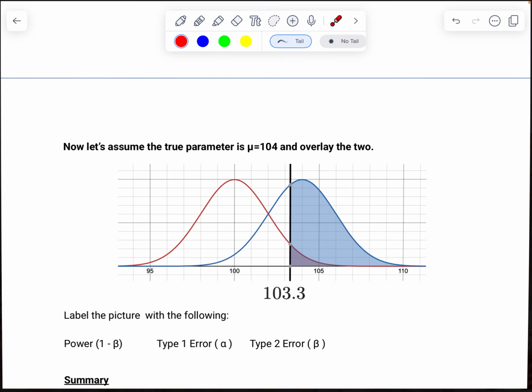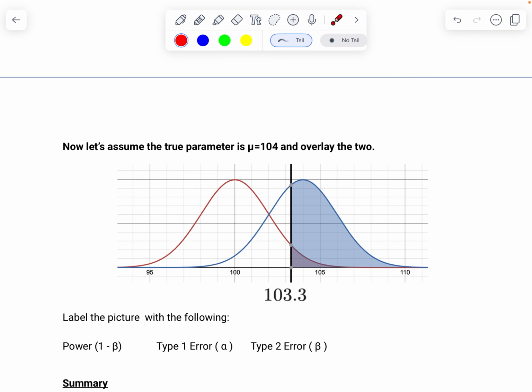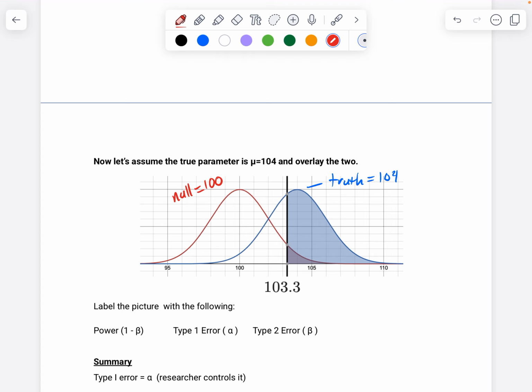You can see you've got some sliders here to play with. What are we doing? What's the main idea here? Now let's assume that the true parameter is 104. So that's the blue one, right? The red one is the null of 100, and the blue one is that the truth is actually 104. And we're going to try to label the picture with where does the power go in this picture? Where does the type 1 error go? And where does the type 2 error go in this picture?